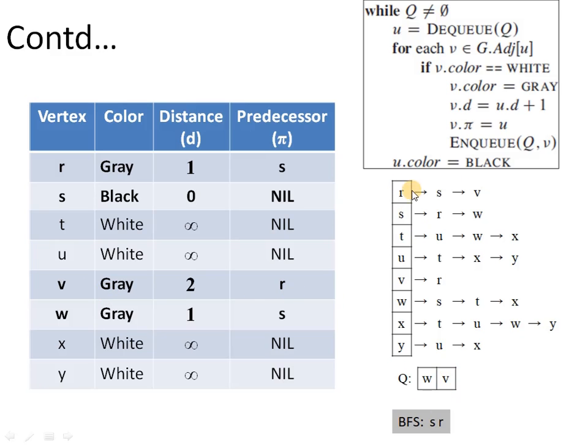Next, we are done with the linked list of vertex R, so we have to recolor R to black. With this, we have completed the vertex R.